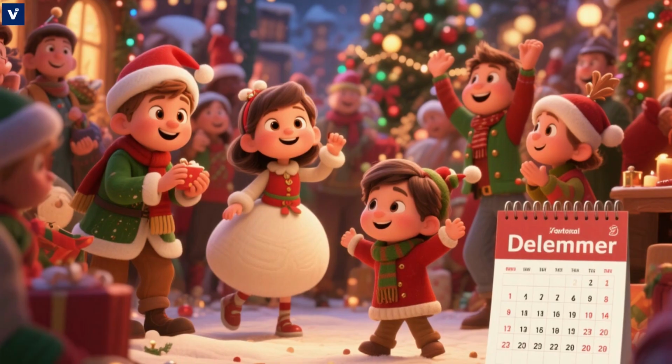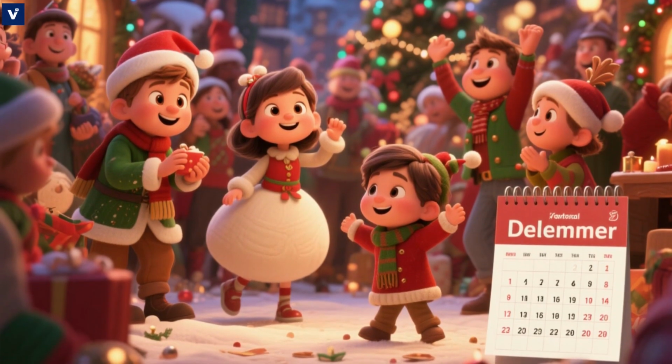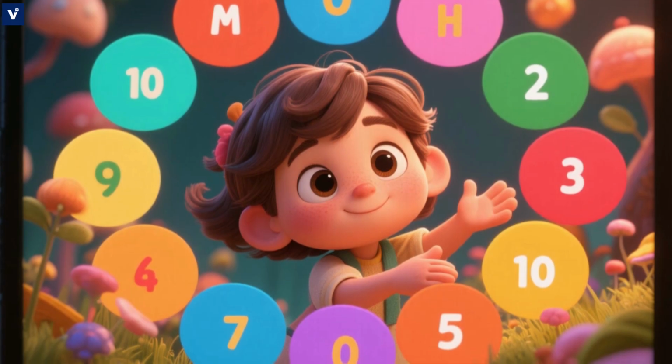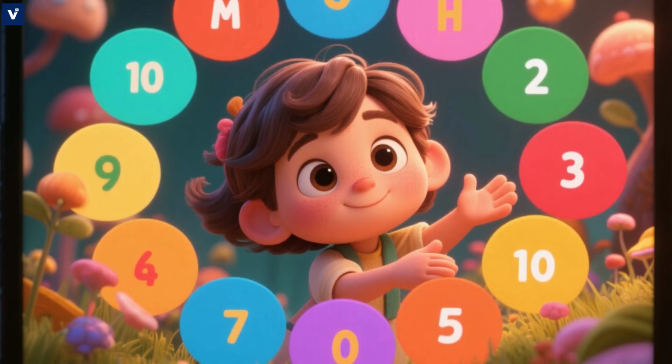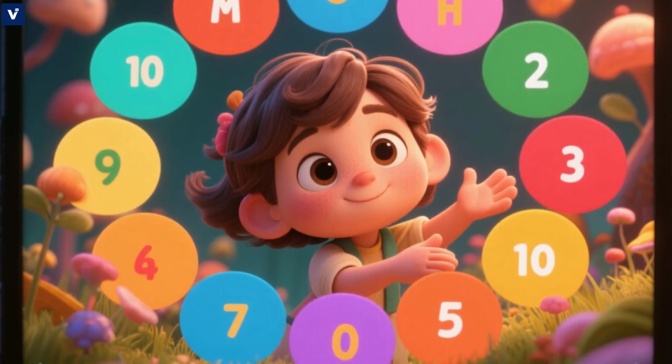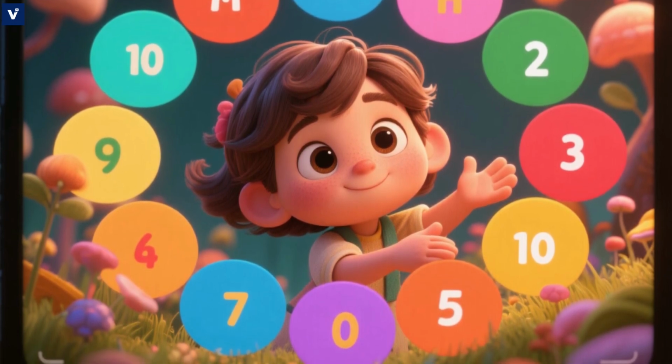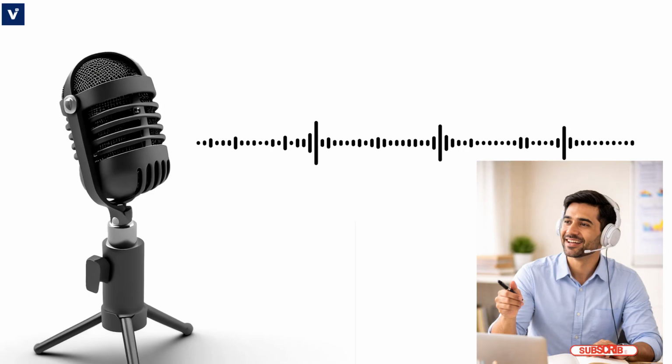Let us repeat the months together. January, February, March, April, May, June, July, August, September, October, November, December. Remember, months also start with capital letters in English.